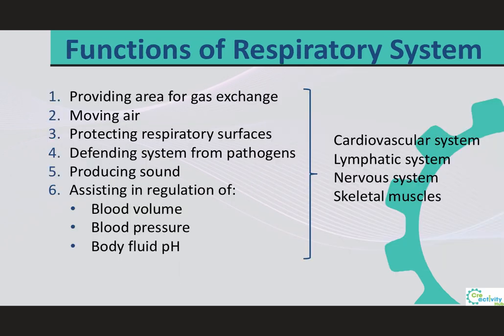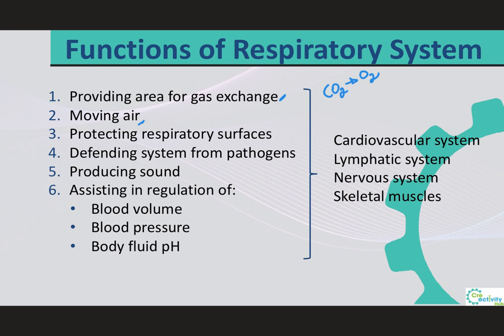Here we have listed all the functions of the respiratory system. Some of them we're going to be covering in this module, but others we're going to be covering in the next module. Let's start with providing this extensive area for gas exchange between the air and the circulatory blood. So the blood will give off carbon dioxide, and in exchange, it will receive oxygen from the lungs. Next, we have movement of air to and from the exchange surfaces of the lungs.